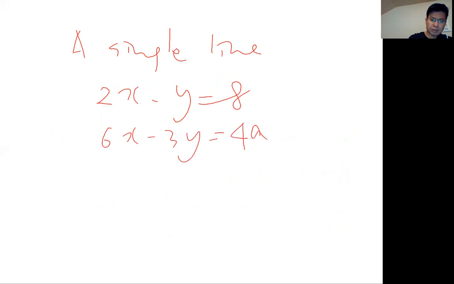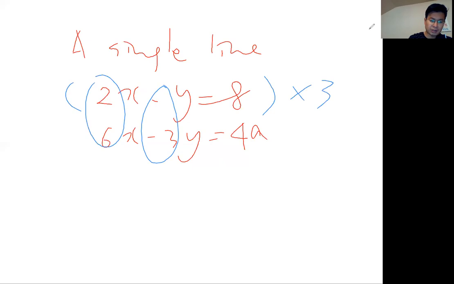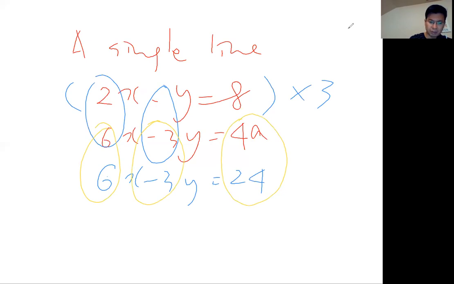But if you look at the equation, these two are not equal. But then how we can make them equal is if you multiply the top equation by 3. After you multiply it, it becomes 6x minus 3y equals 24. Now these two have to be equal to each other. So we can say 4a equals 24, a has to be 6.